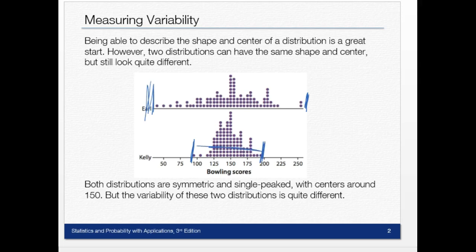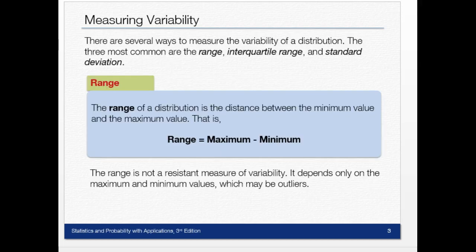So this distance from max to min is variability, and there's a couple ways we measure this. The first one is the easiest. There are several ways to measure the variability of a distribution. The three most common are range, interquartile range, and standard deviation. The range of a distribution is the distance between the minimum value and the maximum value. You just take the max and subtract the minimum, and that's the range.